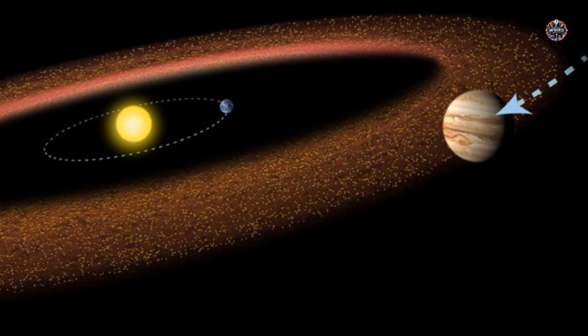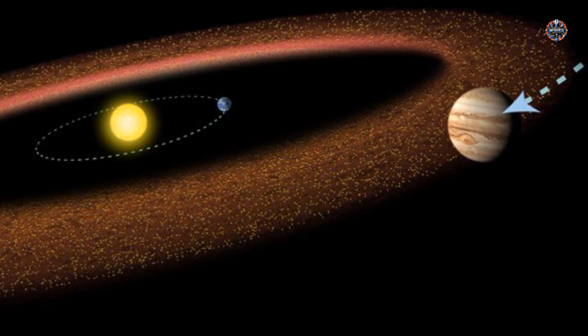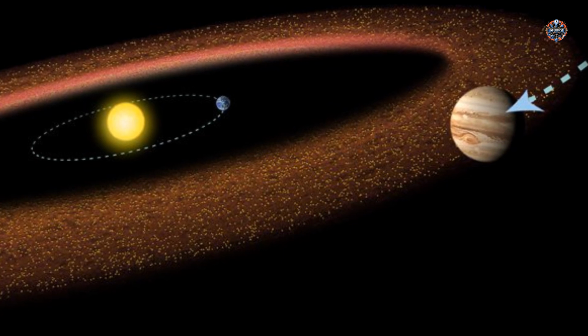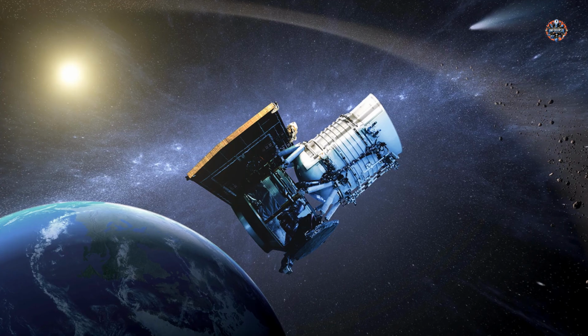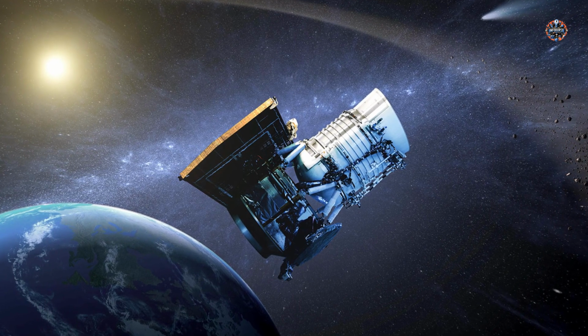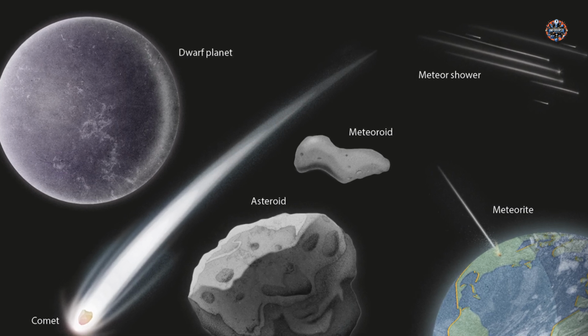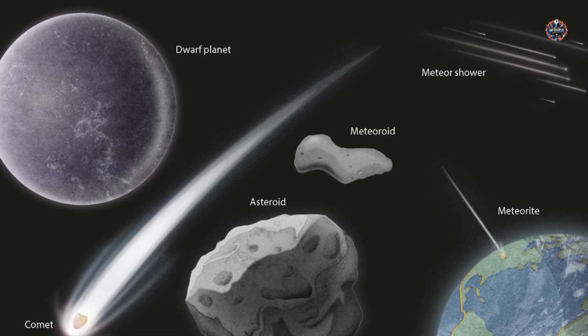The majority of asteroids originate from the main asteroid belt, located between Mars and Jupiter. According to NASA, there are over 1 million known asteroids in our solar system, and they vary greatly in terms of size, shape, and composition.